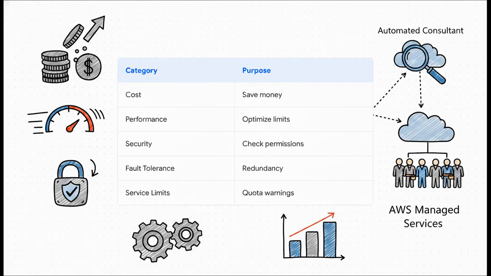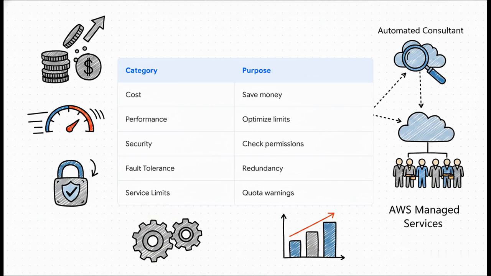And to ensure you're always working smarter, you have AWS Trusted Advisor. Think of this as your very own automated consultant. It constantly checks your entire account against 5 key categories: cost optimization, performance, security, fault tolerance, and service limits. It will literally tell you if you are wasting money or if you have a glaring security gap.